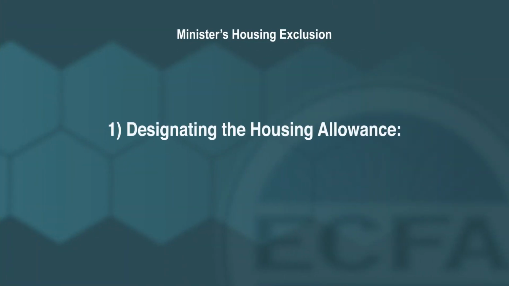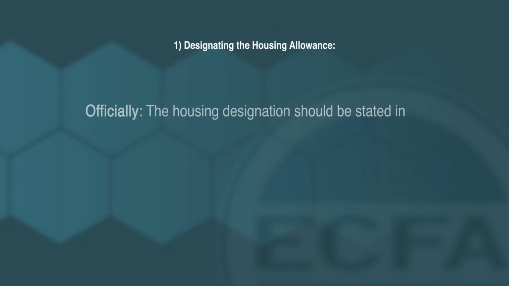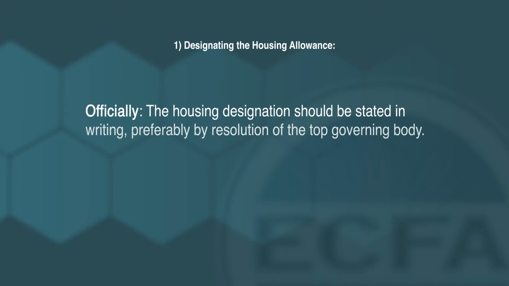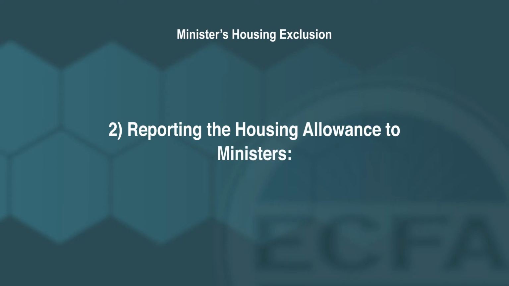Number 1, designating the housing allowance. Officially and prospectively are the 2 key words relating to the designation of a housing allowance. Officially, the housing designation should be stated in writing, preferably by resolution of the top governing body. Prospectively, the allowance must also be made prospectively. Any cash housing payments made before a designation of the housing allowance are fully taxable for income and Social Security tax purposes.